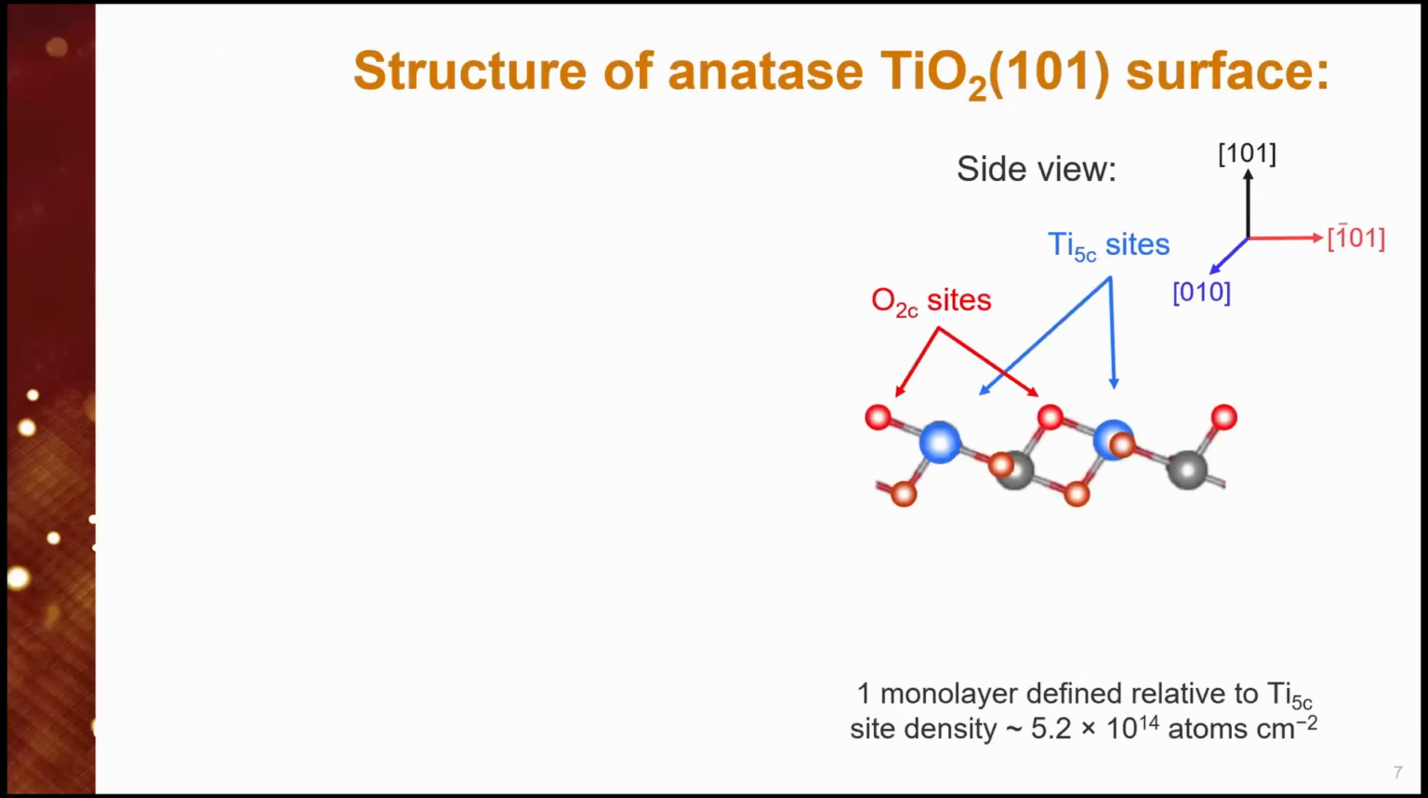Okay, so we're going to remind everybody what the surface of anatase 101 looks like. From the side, it's a sawtooth kind of structure. You have 2-fold coordinated oxygens running along rows, and the titanium 5-fold coordinated sites. Those are the strong binding sites for the water. They're going to act as anchors for the water adlayer. They're kind of like the immovable parts of the water film. The monolayer on this surface has about 5 times 10 to the 18th atoms per meter squared.